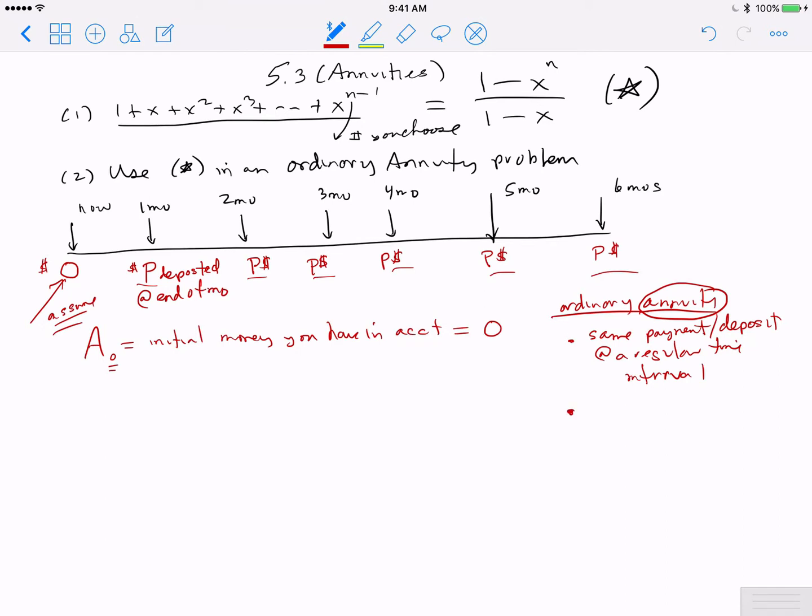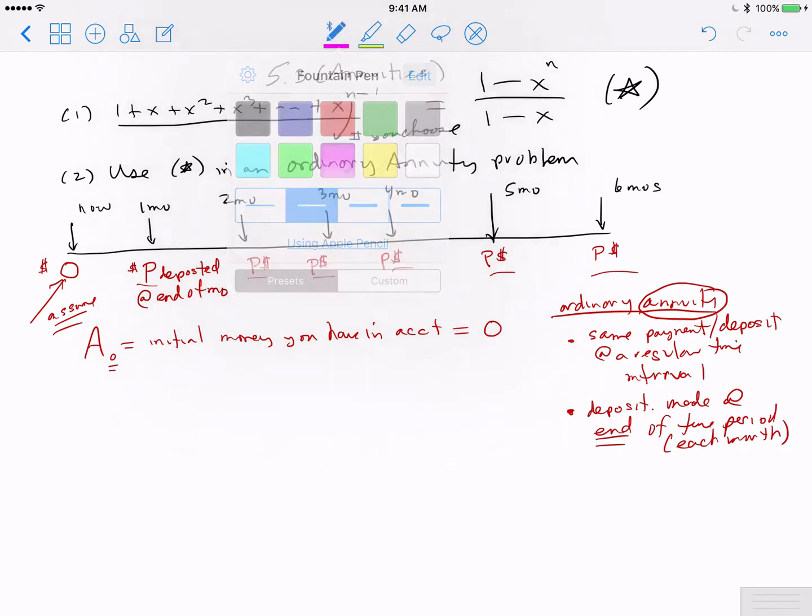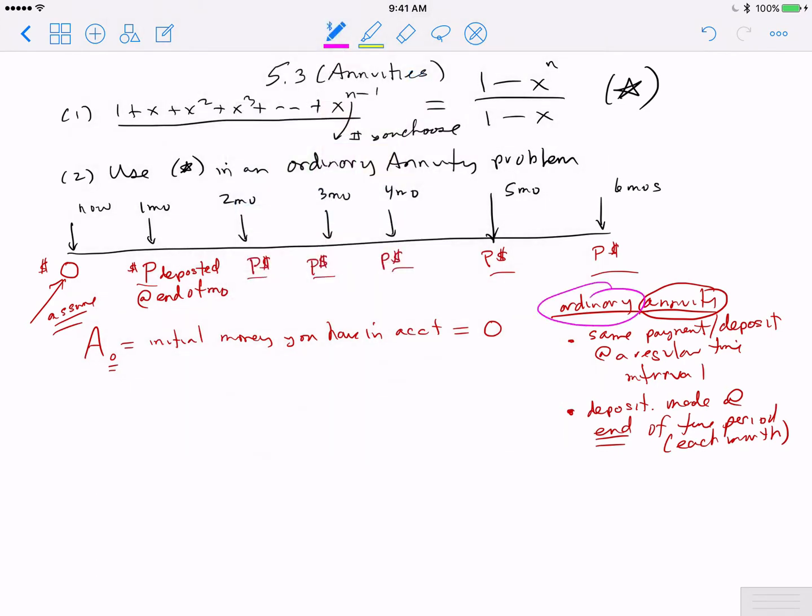What makes it an ordinary annuity is that your deposits are made at the end of the time period in this question. The time period in this question is monthly, each month. So the ordinary part is given by the end, and the annuity part is the same payments or deposits made on a regular time interval. So that's why this is an ordinary annuity problem.